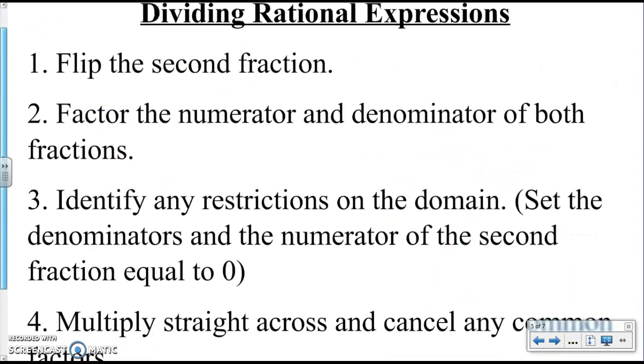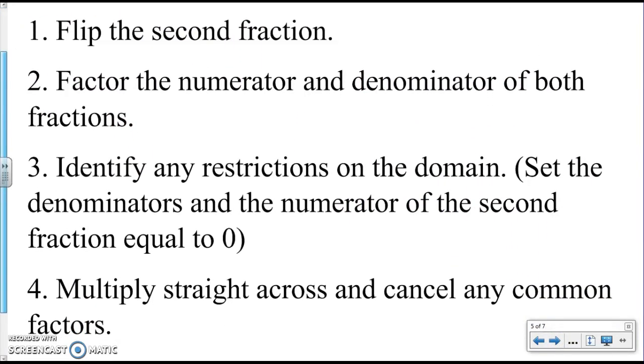Okay, dividing rational expressions is very similar. The only difference is that before you start anything, you flip the second fraction over and change to multiplication. I'm going to write change to multiply.